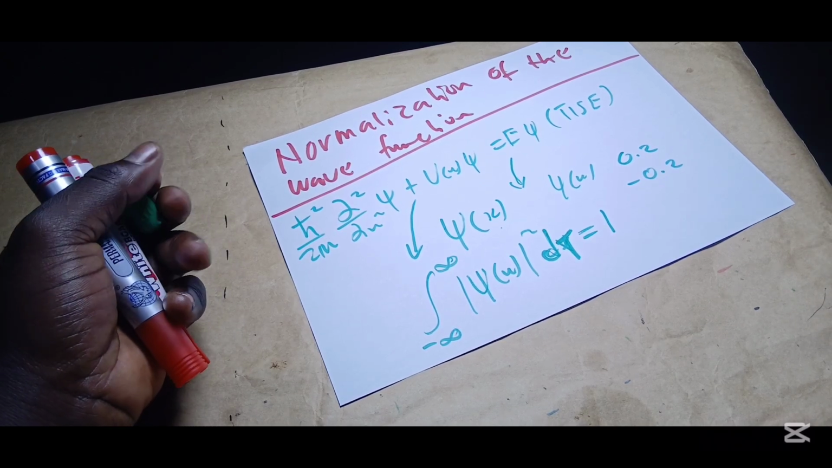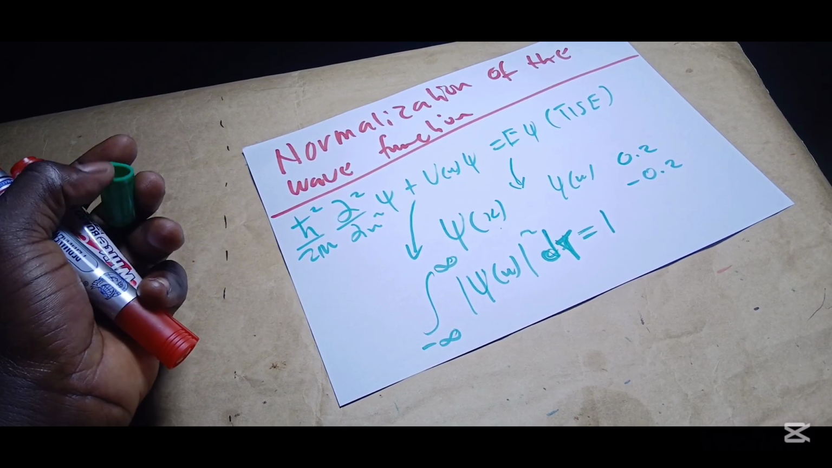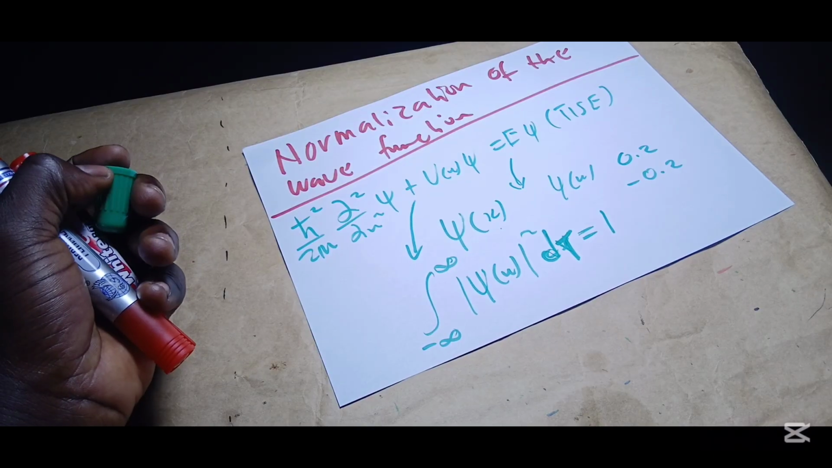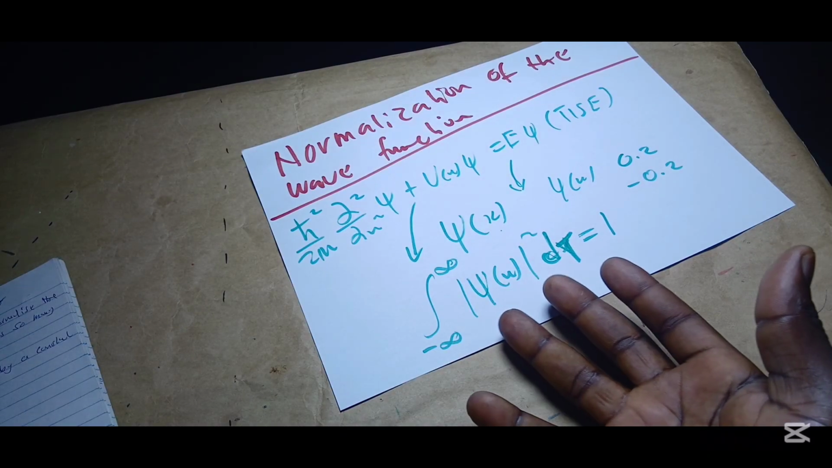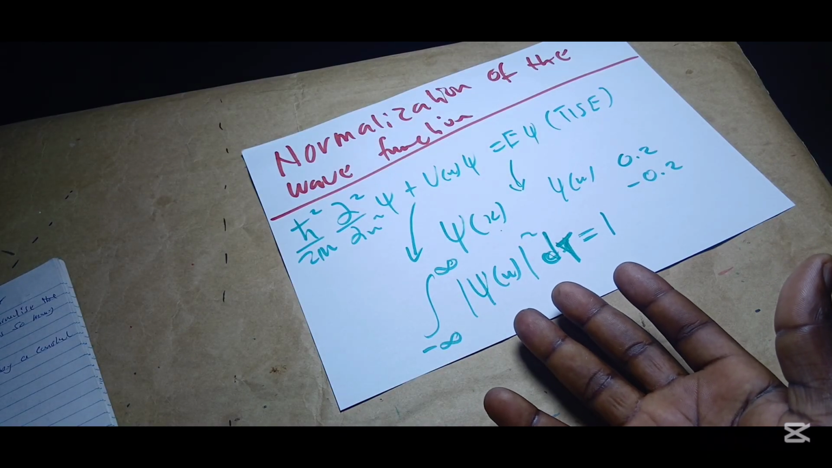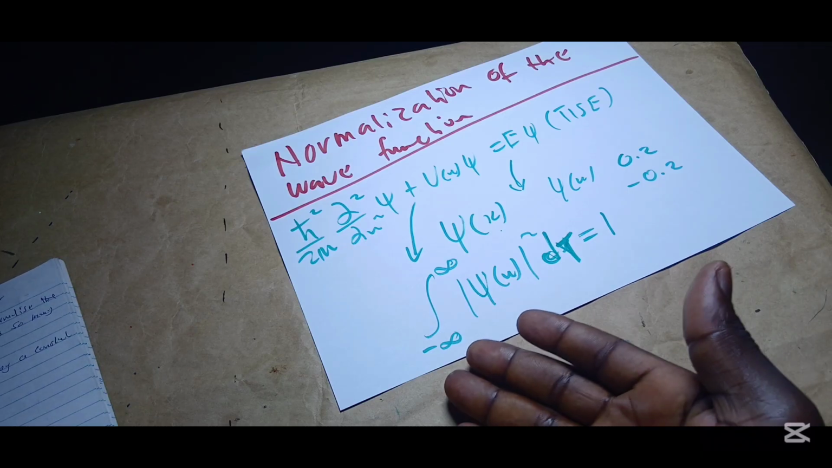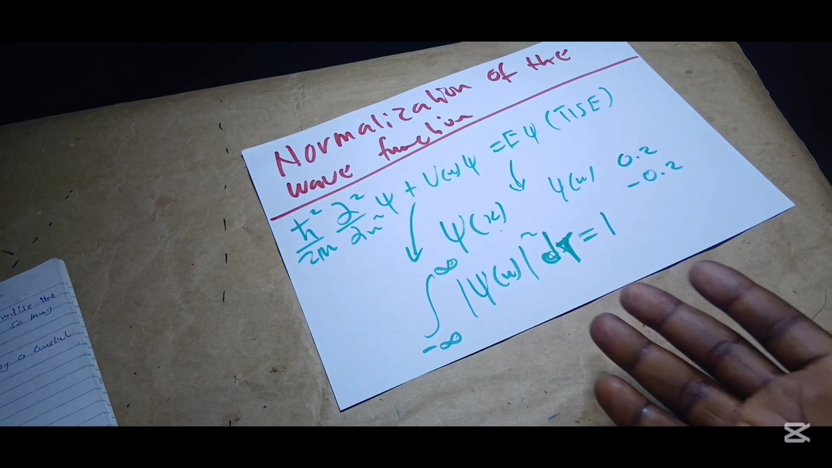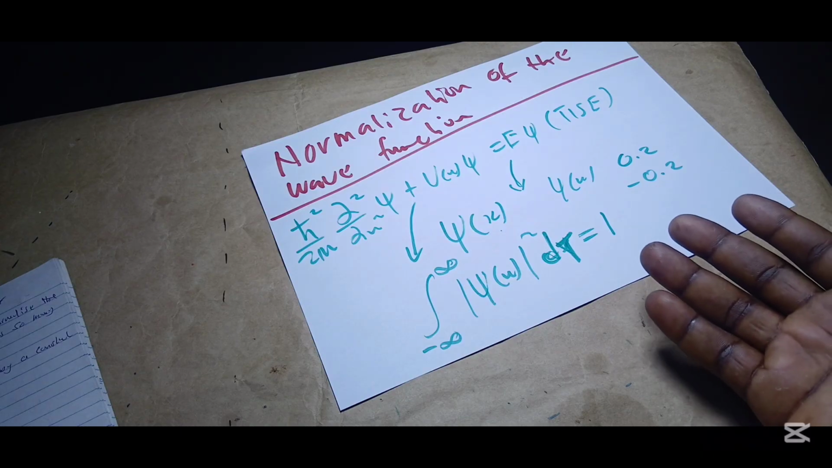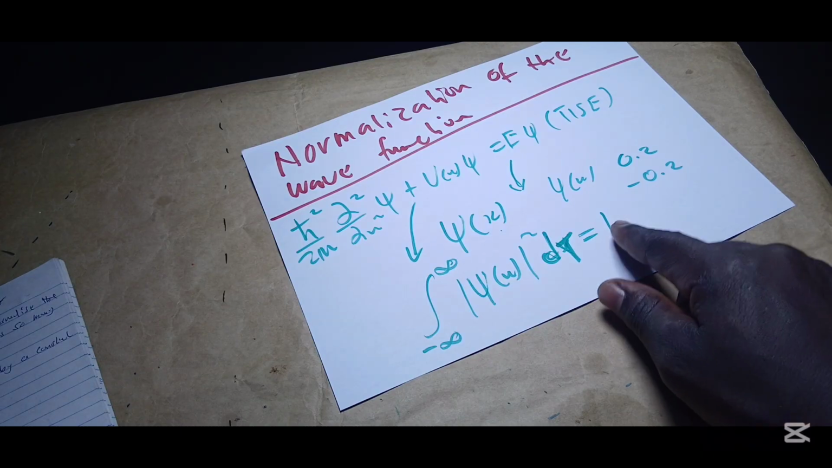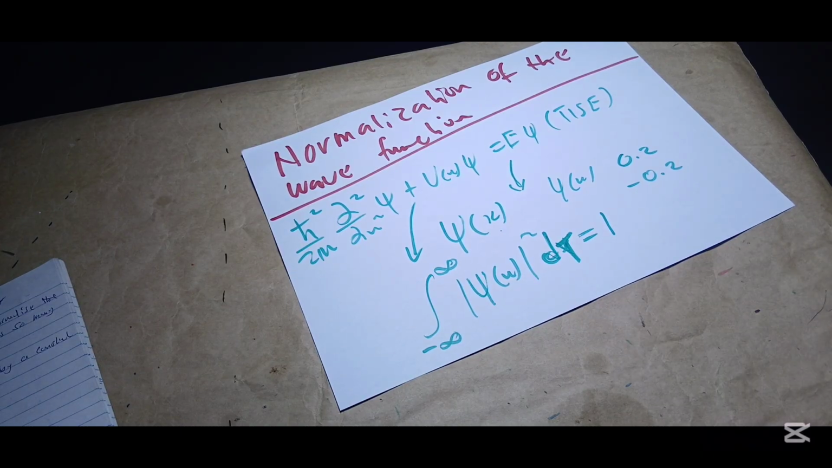Because it turns out to be difficult for us to define probability in terms of negative values. It's kind of not making sense. So Max Born said that if we take the absolute square of the wave function and its conjugate, and integrate from negative infinity to positive infinity, or the entire space, the probability of us finding a particle within that space should be equal to 1, which is 100%.